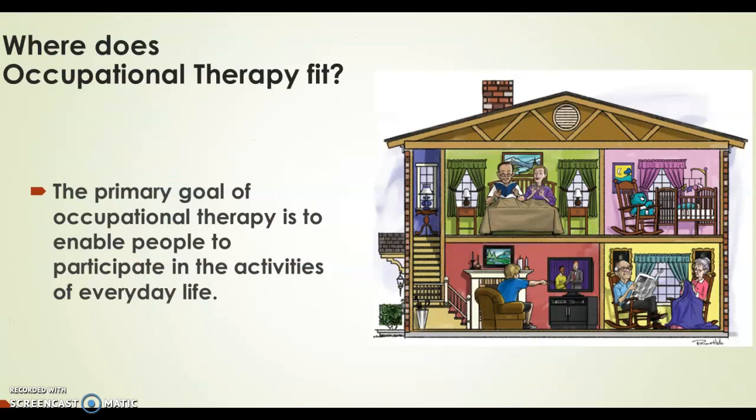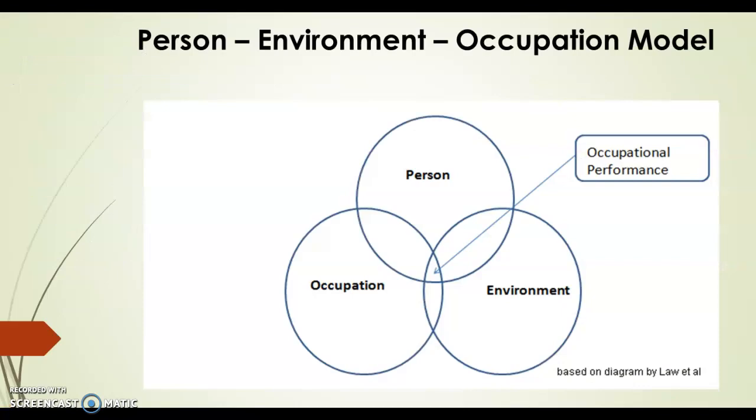So where does occupational therapy fit? The primary goal of OT is to enable people to participate in activities of everyday life, and that's individual to everybody. What might be meaningful to one person might not necessarily be meaningful to another, and it's important that you find out what is meaningful and important to your client to guide your interventions.